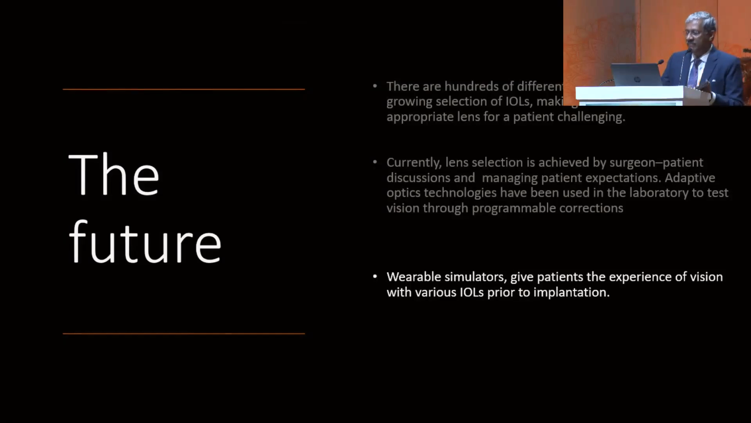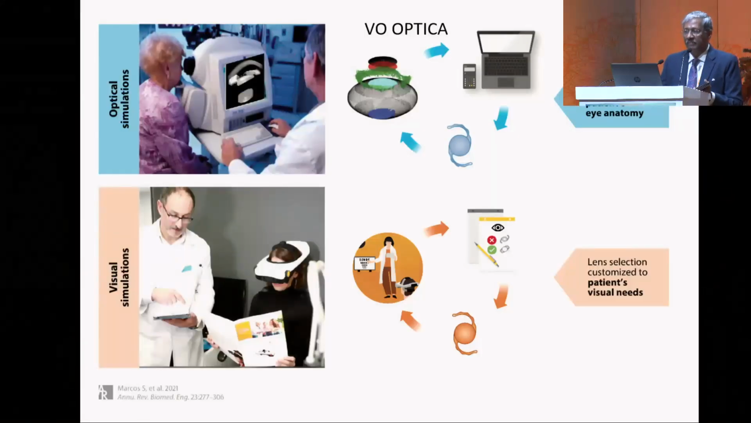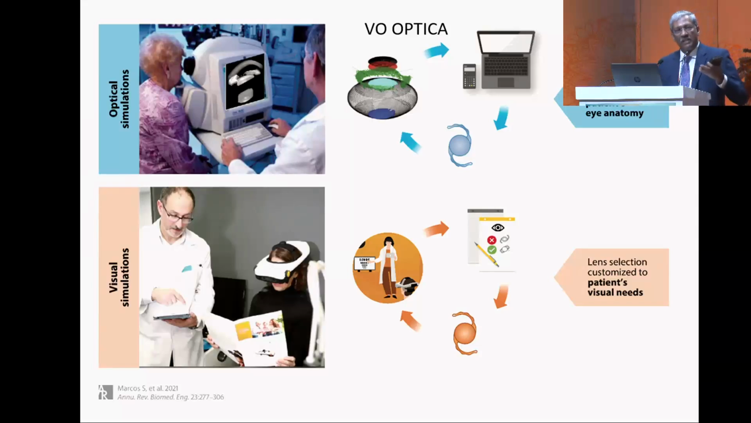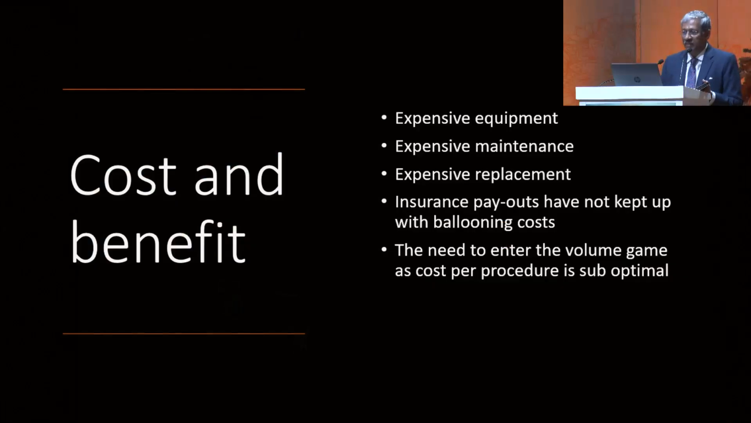In future, we believe that wearable simulators will give a patient an experience of vision with various IOLs before we implant them. So this is a Vivo Optica from B-Vision. And in this, the patient data is captured on top left, and then the computer works on it. And using adaptive optics, you have a wearable heads-up device. It gives you the simulation of what you will see with an EDOF lens or with a bifocal lens or a trifocal lens or with monovision. So you can give an experience of how the patient is going to see after surgery by using these advanced machines. But we had to think about this: expensive equipment, expensive maintenance, expensive replacement parts.